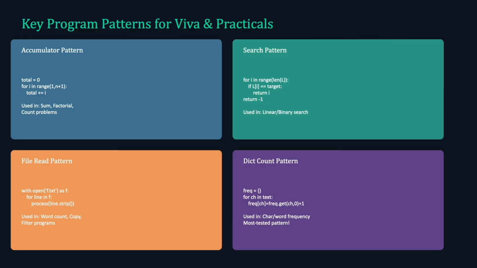The file read pattern: open with, iterate through lines, strip and process each line. Used in word count, file copy, filtering. The dictionary count pattern: initialize an empty dict, loop through text, use get with default 0 to count. Used in character and word frequency. The most tested pattern in recent exams.